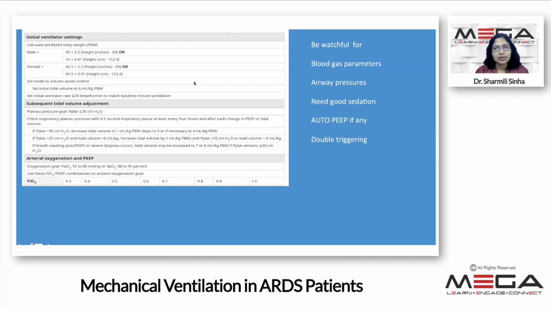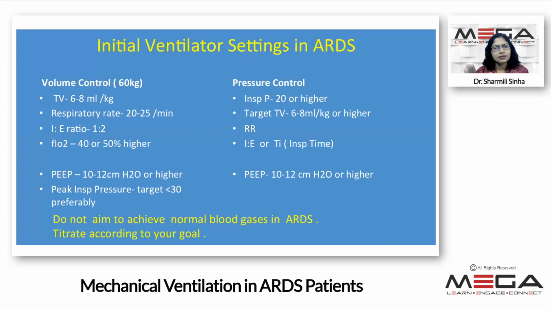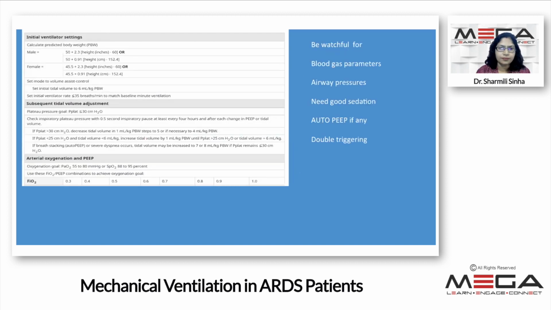So now this is a chart from UpToDate, which shows how you set the initial tidal volume. To keep it simple, you proceed setting the first tidal volume as 6 ml per kg. Check your peak pressures, check your PEEP, check your blood gases, and accordingly move. You can easily refer to this if you wish to.